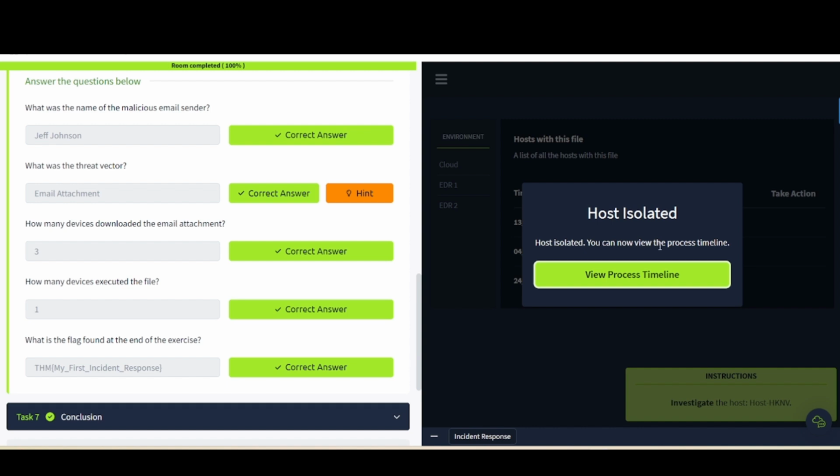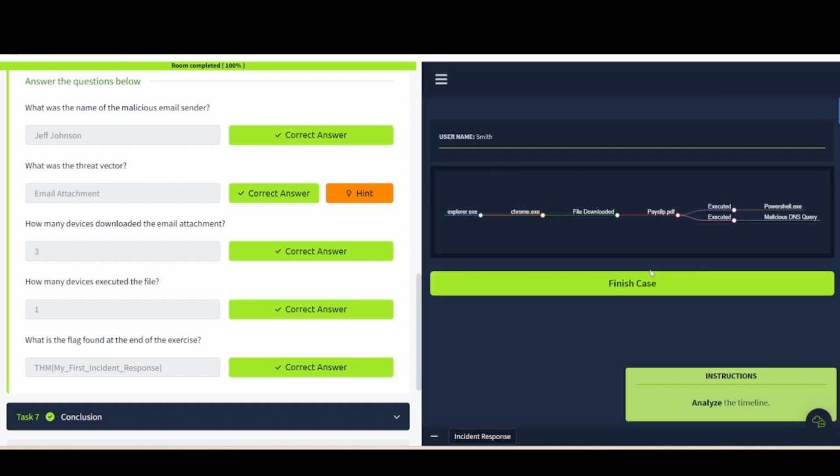Host isolated. You can now view the process timeline. And this is typically what it looks like. A lot of these EDR tools have these fancy looking timelines these days, like CrowdStrike, SentinelOne, Cybereason. I'm sure Microsoft Defender probably has something like this as well. But anyway, let's see here. You got Explorer.exe, Chrome. You can see that's downloaded from Chrome. File downloaded, Payslip.pdf. Executed PowerShell. Executed a malicious DNS query.